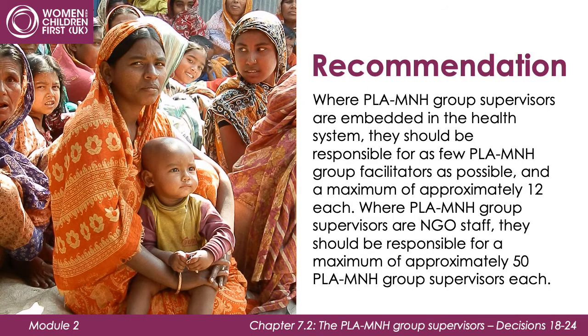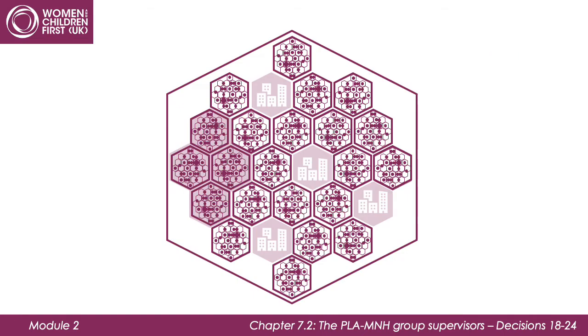As mentioned, the recommendation here is split between PLA-MNH group supervisors who are embedded in the health system, for example, CHWs or CHV and CHW supervisors, and those from NGOs. For the latter group, the recommendation states, where PLA-MNH group supervisors are NGO staff, they should be responsible for a maximum of 50 PLA-MNH group facilitators each. This will vary greatly between NGOs, so it is not one size fits all, but NGO officers are likely to have the largest catchment area of all.